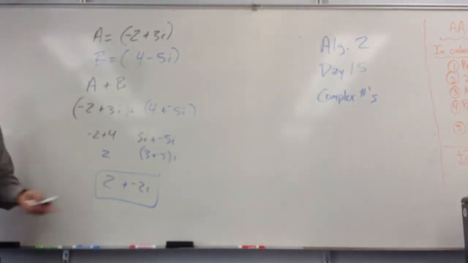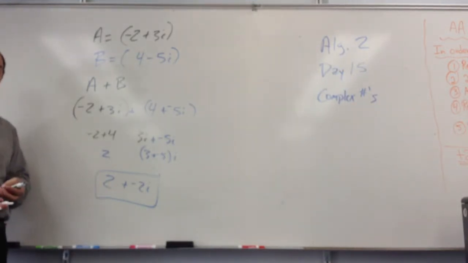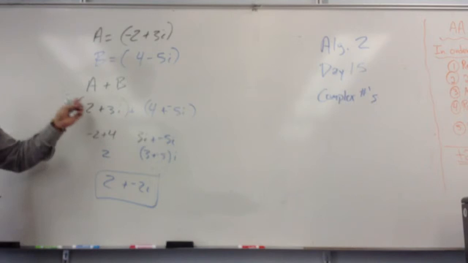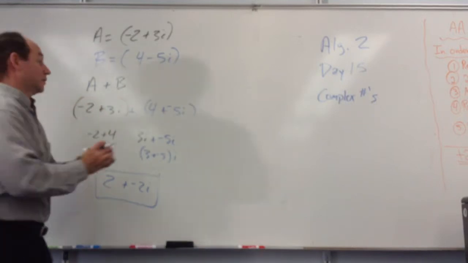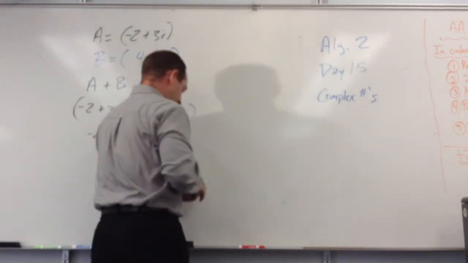So we added those 2 numbers and got 2 plus -2i. You just add the like terms. Add the real parts, add the imaginary parts, we're done. So what if I told you to take a minus b?